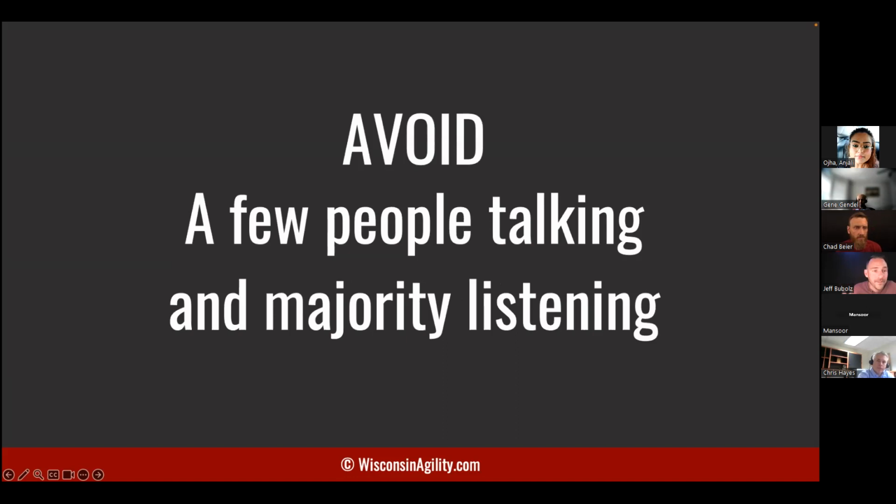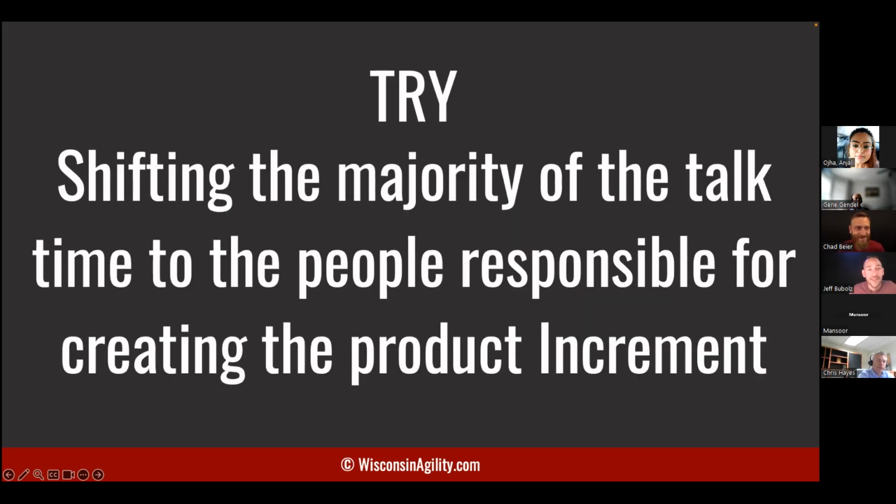So this kind of gets to our next one. Avoid a few people talking and the majority listening. Sometimes we walk in and it's just the product owner or the Scrum Master talking, and the people doing the work don't talk at all. And so we think you should shift the majority of the talk time to the people responsible for creating the product increment. And this is just good facilitation. It increases engagement, gets a shared understanding faster, and allows us to stop when we have shared understanding so we don't overdo it and have overproduction of requirements gathering.